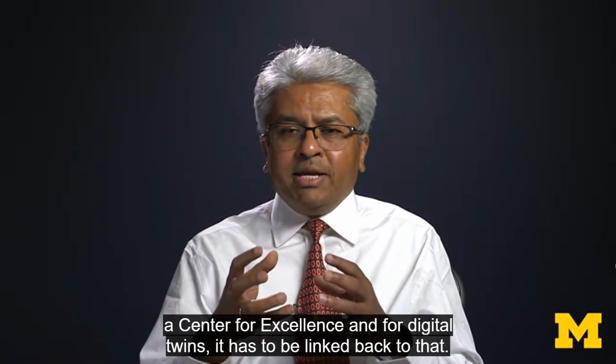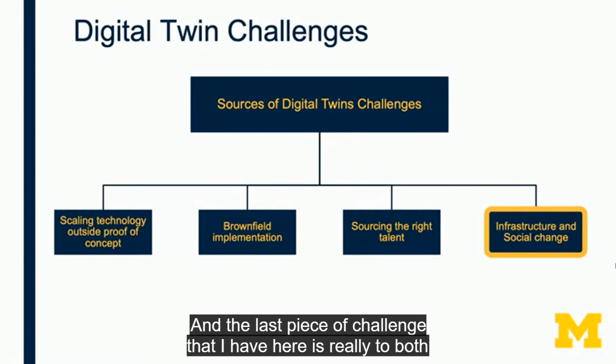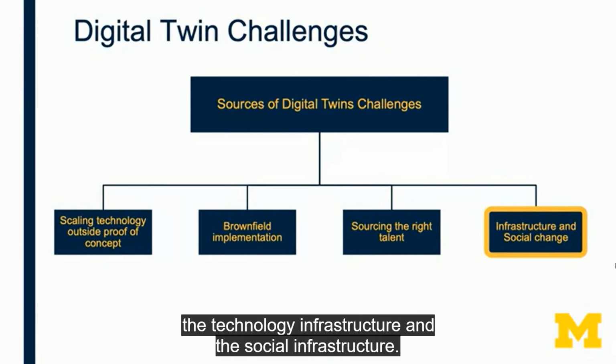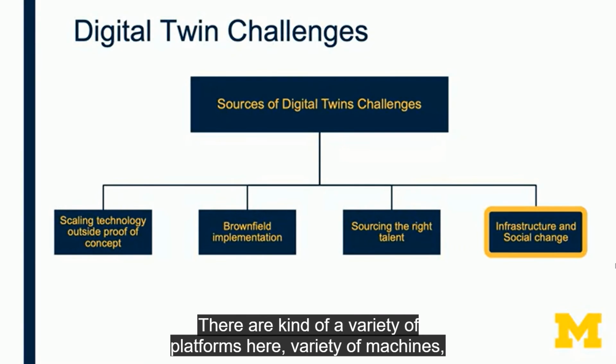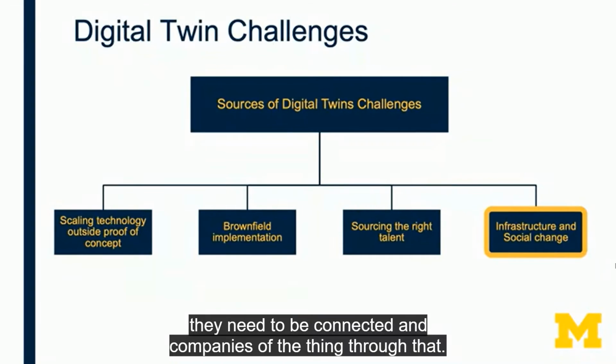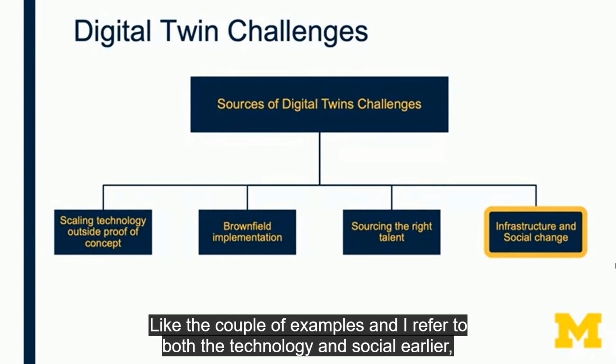And the last challenge that I have here is related to both the technology infrastructure and the social infrastructure. On the technology infrastructure, we understand there are a variety of platforms and a variety of machines, and they need to be connected, and companies have to think through that. Equally important is the social change, and I referred to both the technology and the social aspects earlier.